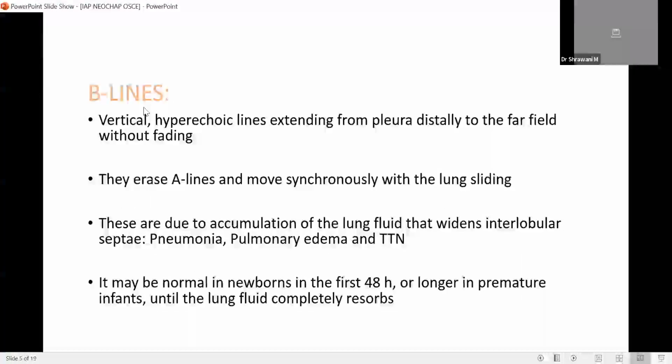So the other thing is B lines. These are pathological. B lines are vertical, hyperechogenic lines extending from the pleura distally to the far field without fading, and they erase the A lines and they move synchronously with the lung sliding. The B lines are seen due to accumulation of lung fluid in the interlobar septae, like in TTNB, pulmonary edema and pneumonia. So it may be normal in the newborns in the first 48 hours or longer in the premature infants.